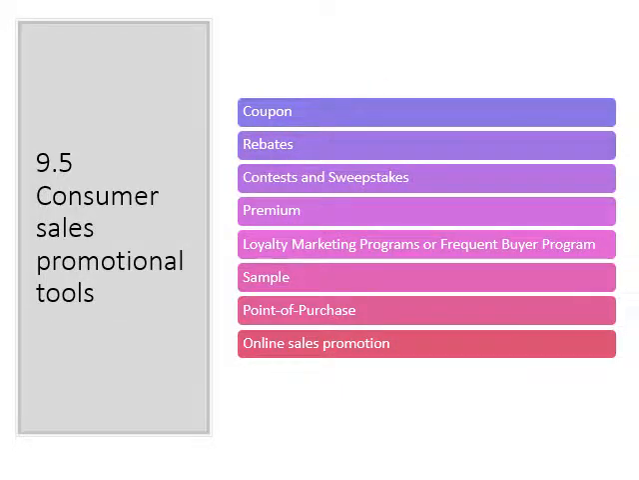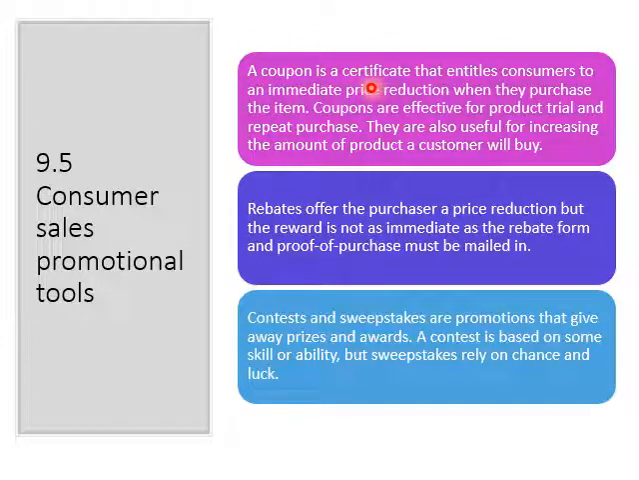So let's look at coupons. A coupon is actually a certificate, though not really like your sijil. It could be just a piece of paper that entitles the consumer to an immediate price reduction when they purchase the item. I think you have received a lot of coupons, right? Coupons are effective for product trial and repeat purchases. If you have a coupon and get 20% discount when you buy this product, you might as well use it, so you just want to have a trial of that product. After all, you are paying at a discounted price.